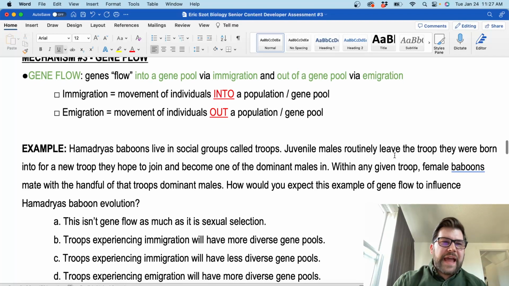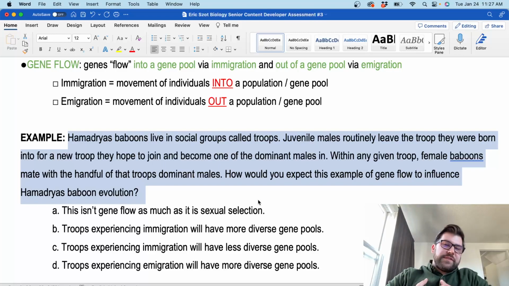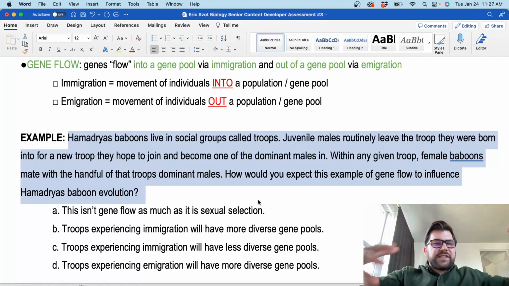So let's look at a practice problem that you would see on a test. Looking at a good example here, let's just start with the question. We've got Hamadryas baboons. So these baboons, you've probably seen these guys. They're pretty big monkeys. They walk around on all fours out in the African savannas.